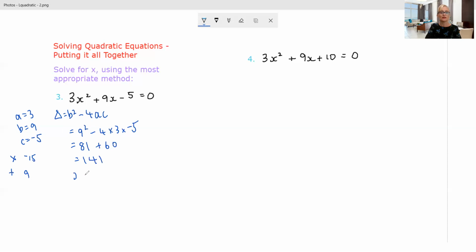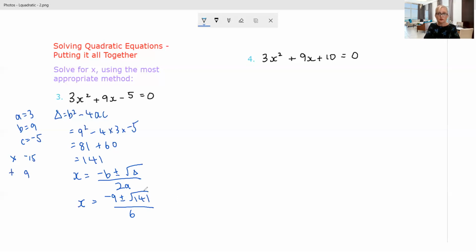So let's go ahead and use our quadratic formula, and we've already done the hard part there. You can even do that if you like. Subbing in, so we get negative 9 plus or minus square root 141 over 6. And I'd be inclined to just leave it like that. 141 doesn't have any perfect square factors, so I'd just leave my two answers like that.